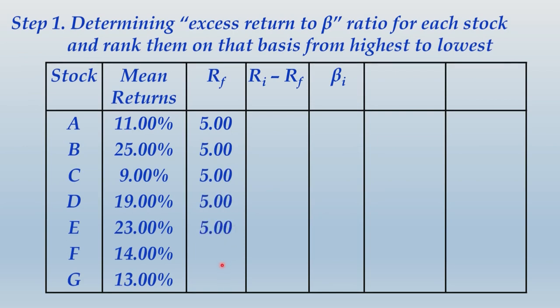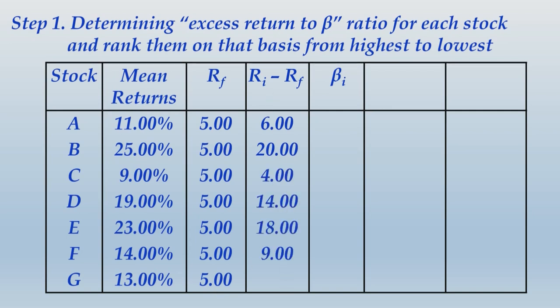Now understand one thing, we have written RI minus RF, where I indicates the respective row, correct? So it basically means for stock A, it will be RA minus RF. For stock B, it will be RB minus RF and so on. So it is 11 minus 5, 25 minus 5, 9 minus 5, 19 minus 5. That means you are computing the premium values for each of these stocks by taking the respective R minus RF. These are the excess returns that you are getting over the risk-free rate. So excess returns you have already got.